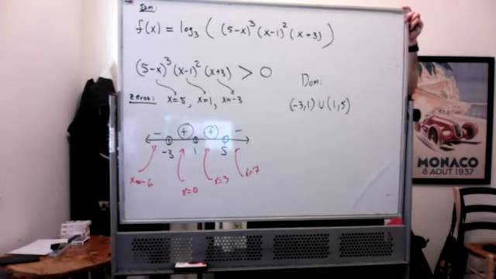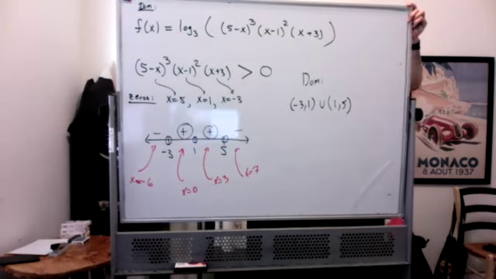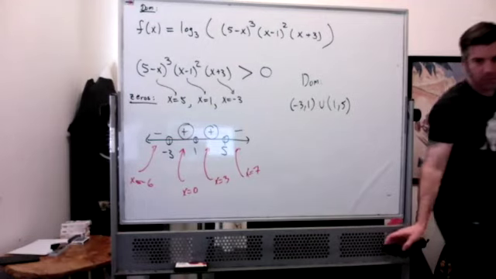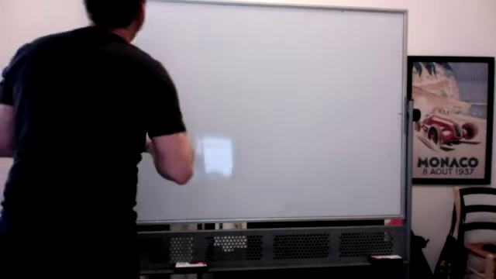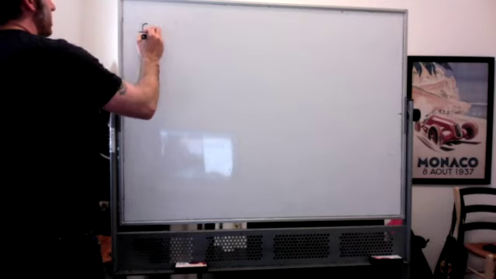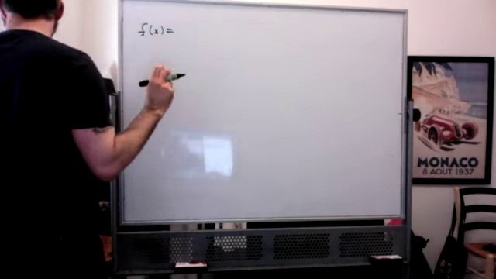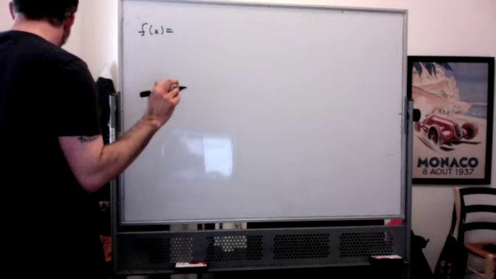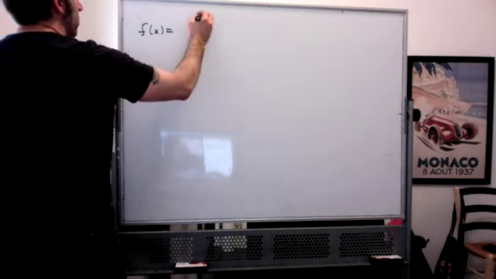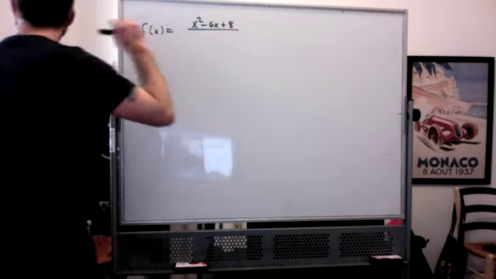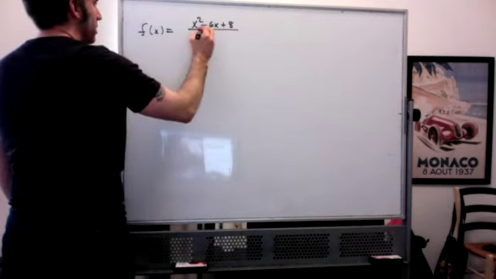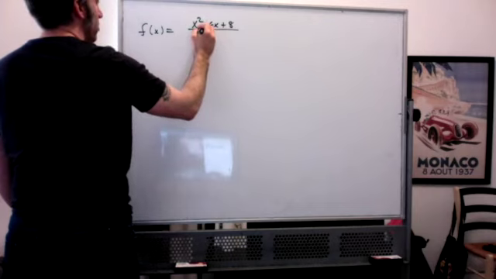All right, let's graph some rational functions. So let's say we want to graph f of x equal to, sure, let's do x squared minus 6x plus 8 over x cubed.